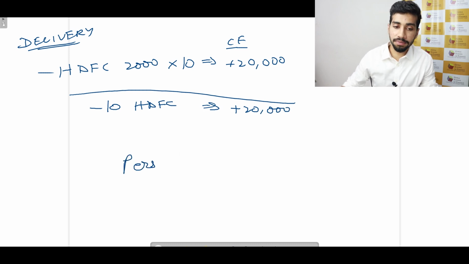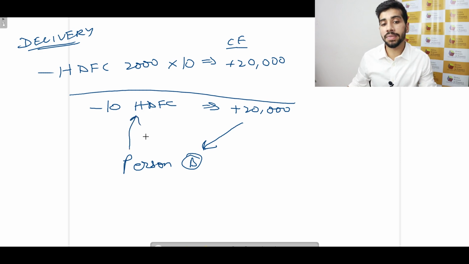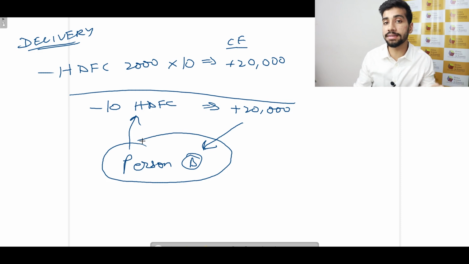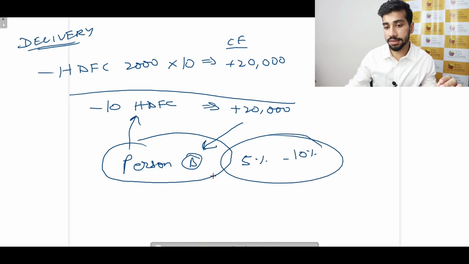So person B, let's take that example itself. Person B will be given 20,000 rupees, and then NSE will ask for 10 shares of HDFC. Then when NSE realizes that this person doesn't have shares of HDFC, NSE will heavily penalize this person B, and the penalty goes from about 5% to 10%.